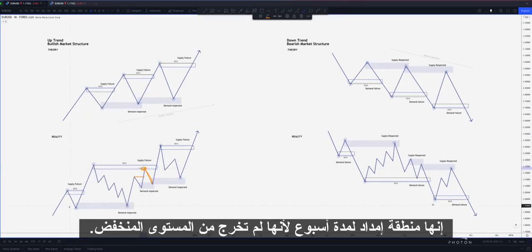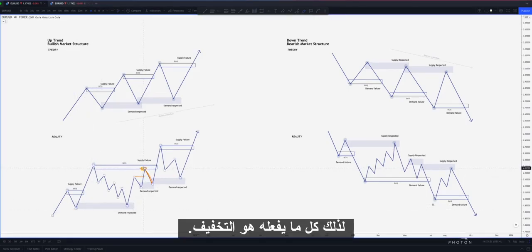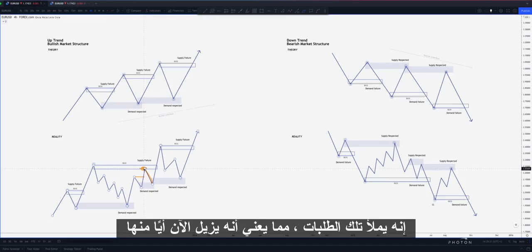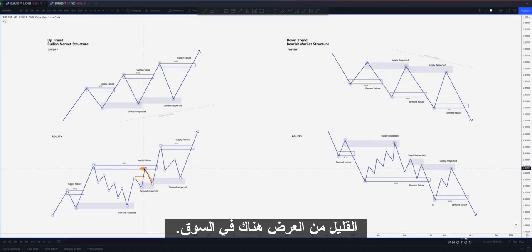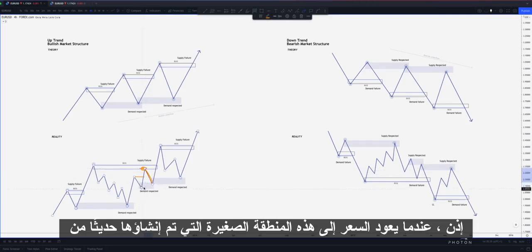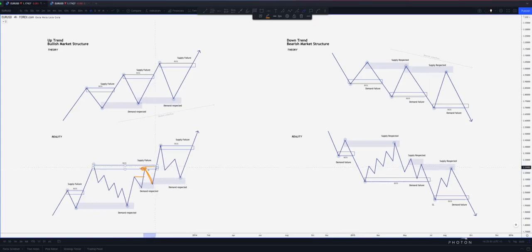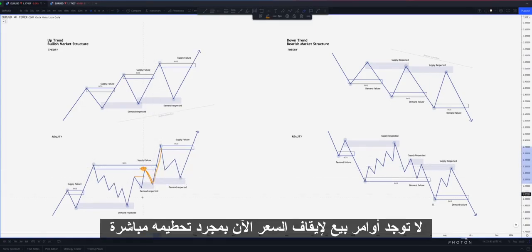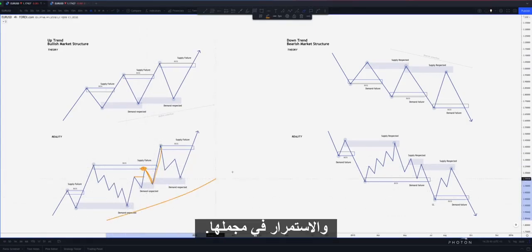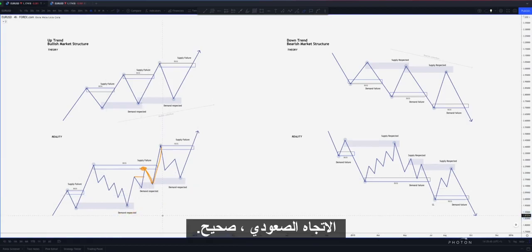It's a weak supply zone because it never took out the low. So all it's doing is mitigating it. It's filling up those orders, which means it's removing any little bit of supply there in the market. So then when price comes back into this newly created minor area of demand, there is now nothing left up here. There are no sell orders to stop price just smashing straight up through and continuing the overall bullish trend, right? And demand stays intact, okay?